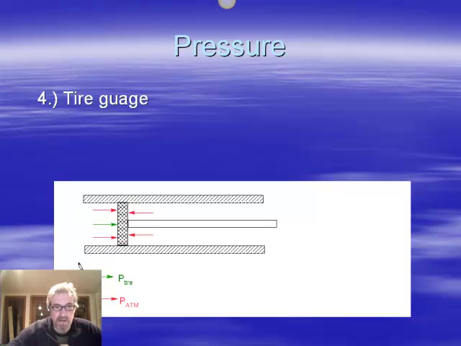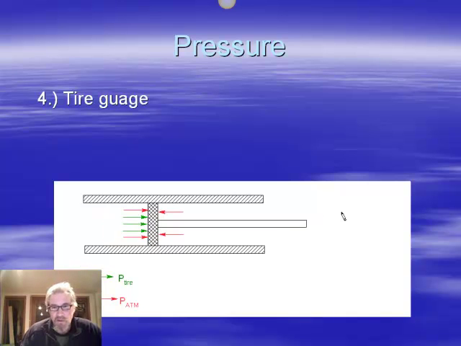So what that does is it causes the needle to move out a little bit. If the pressure in the tire is bigger, it moves out farther. If the pressure in the tire is even bigger, it moves out farther. And so what you measure with your tire pressure gauge is how far this thing sticks out before it stopped moving. And that's the pressure. It's usually measured in PSI in the United States.